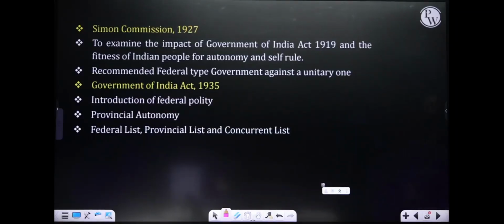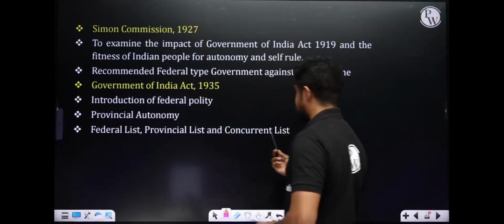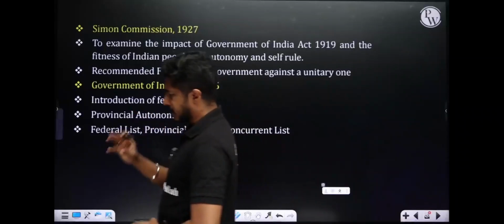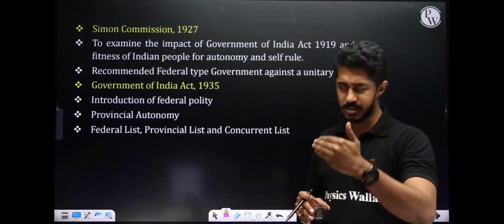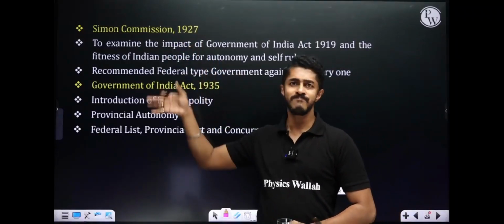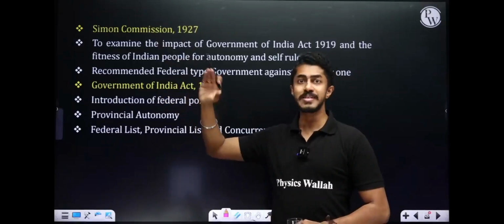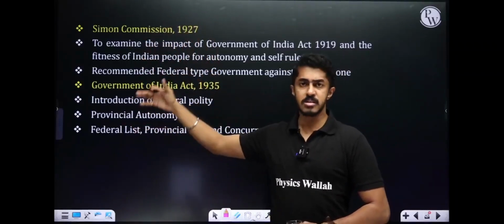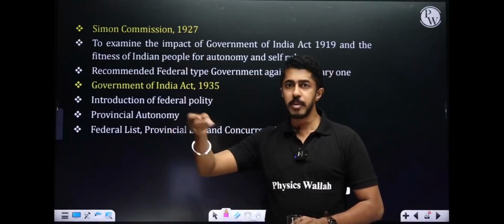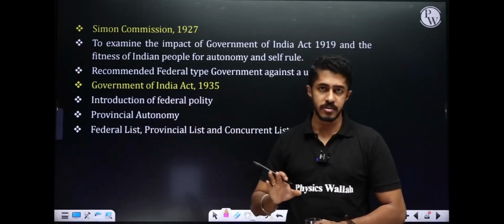Simon Commission, 1927, to examine the impact of the Government of India Act 1919 and the fitness of Indian people for autonomy and self-rule, recommended a federal type government against a unitary one. Government of India Act 1935: introduction of federal polity, provincial autonomy, federal, provincial, and concurrent lists. Again, I have mentioned only crisp and short versions, because from a question paper perspective there is nothing much to ponder over here. It is more to do with history and the freedom movement and the struggles involved, as a result of which these commissions, or these little doles, were given out by the Britishers.